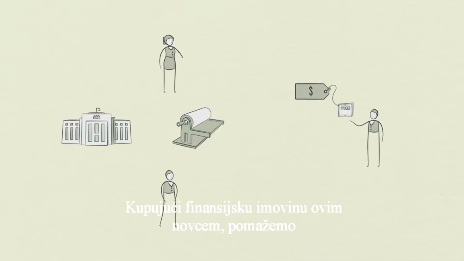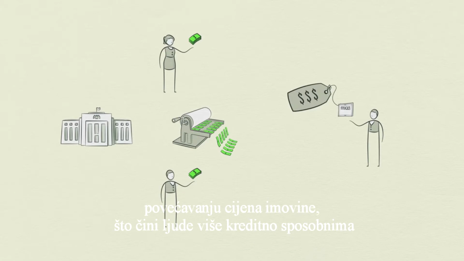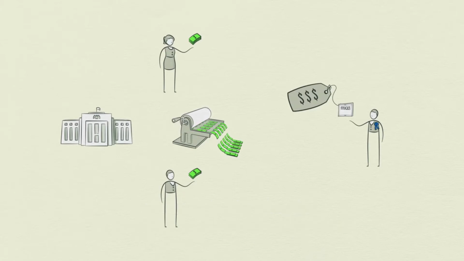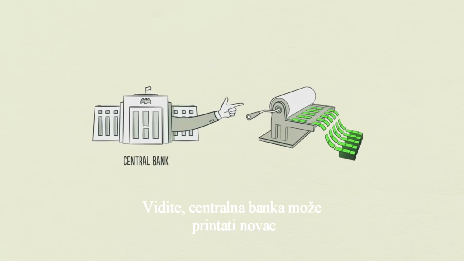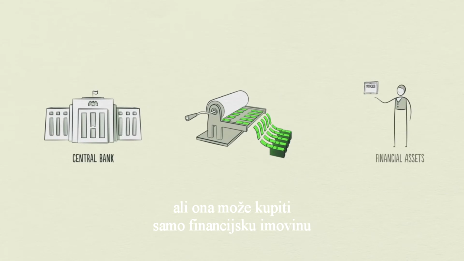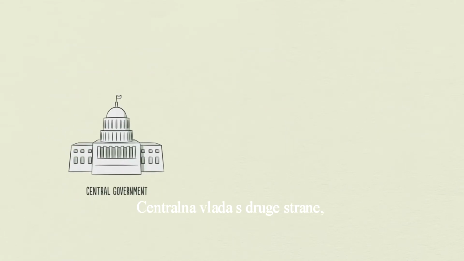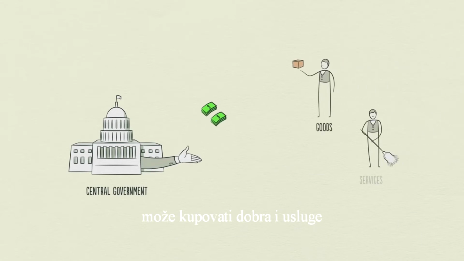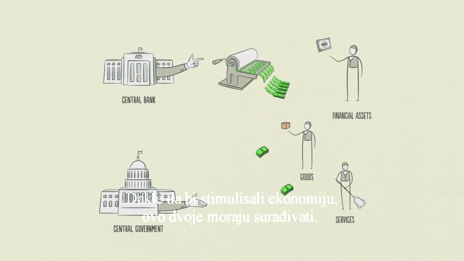By buying financial assets with this money, it helps drive up asset prices, which makes people more creditworthy. However, this only helps those who own financial assets. You see, the central bank can print money, but it can only buy financial assets. The central government, on the other hand, can buy goods and services and put money in the hands of the people, but it can't print money. So in order to stimulate the economy, the two must cooperate.